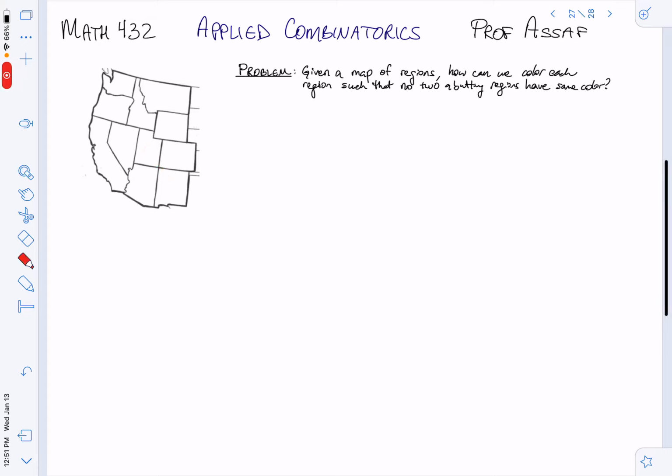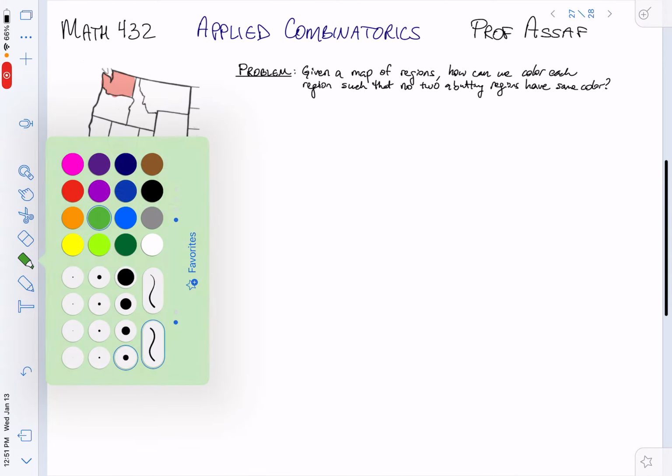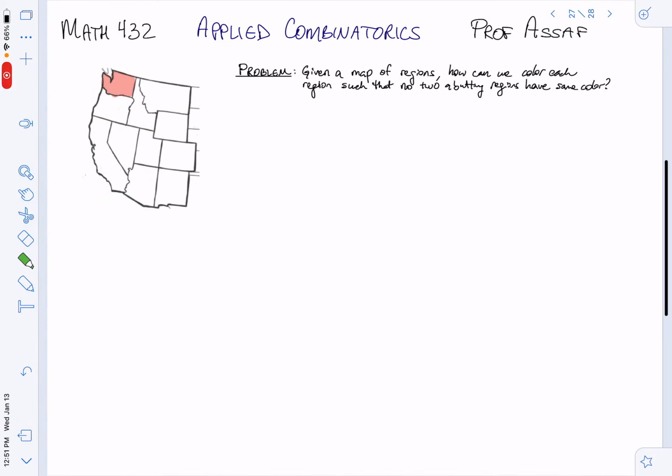All right, so let's go ahead and color this. Let's maybe start at the top with Washington. So maybe Washington, we're going to color red. Now, the goal is to use as few colors as possible. Pretend I'm a cartographer and I don't want to pay a lot for paints. So once I color Washington red, let's go ahead and color Oregon green.